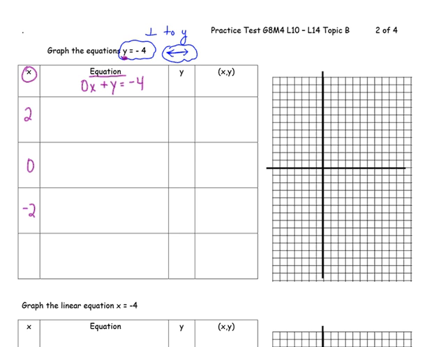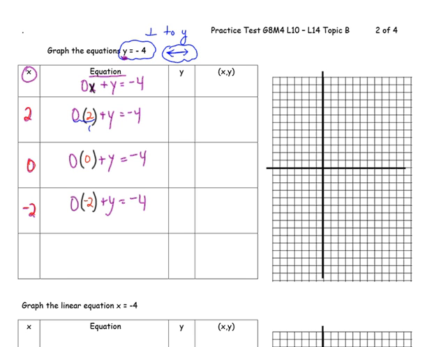So this is our equation, and we're going to be substituting the x value. So I'm going to replace all of these spots with parentheses. And I have 0x plus y equals -4, 0x plus y equals -4, 0x plus y equals -4. Then I'm going to substitute my value, 2 for x, 0 for x, and -2 for x. Then show every step to avoid mistakes.